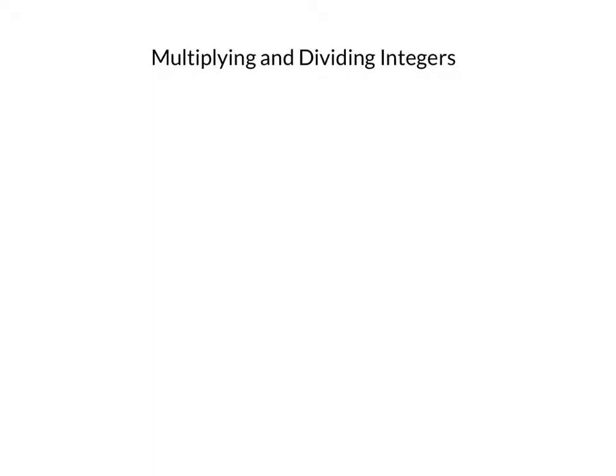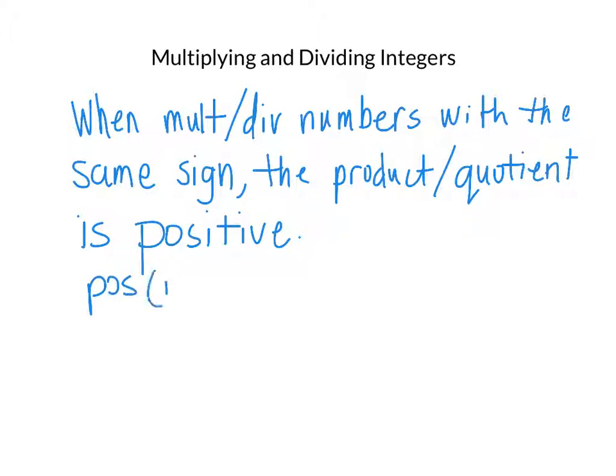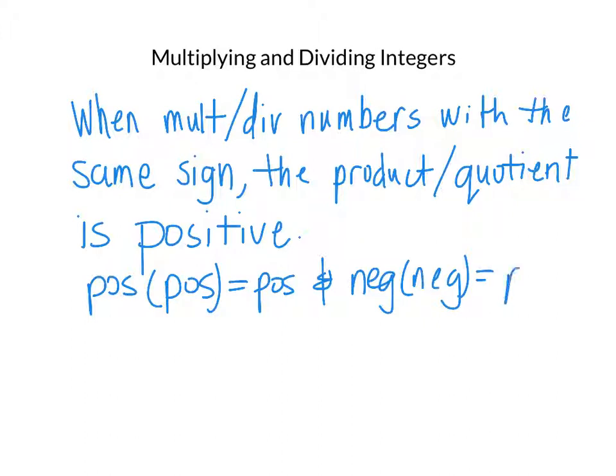With multiplying and dividing integers, there are two rules. First of all, you multiply and divide the integers like you normally would. It's just that if you multiply two integers with the same sign, the product or quotient will be positive no matter what. So a positive times a positive equals a positive, and a negative times a negative equals a positive.